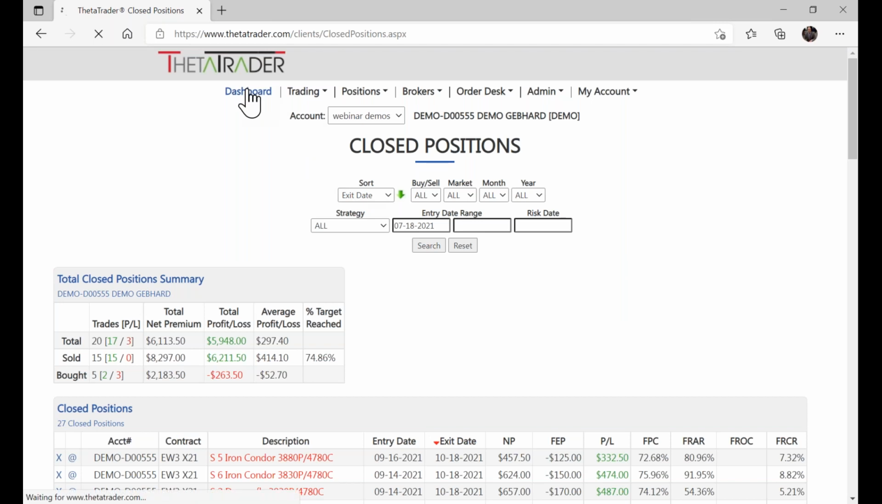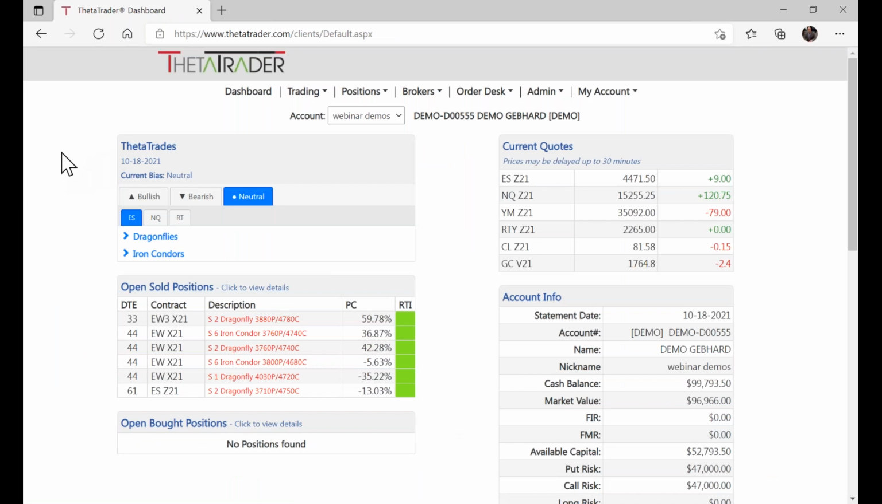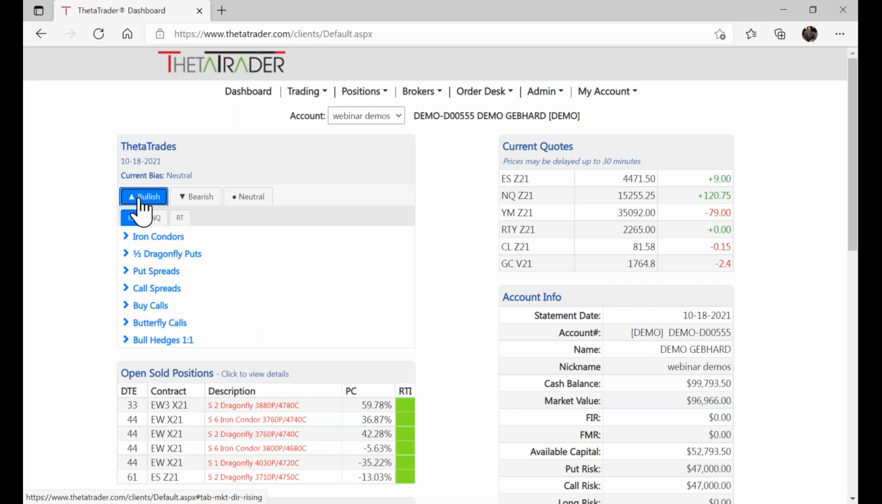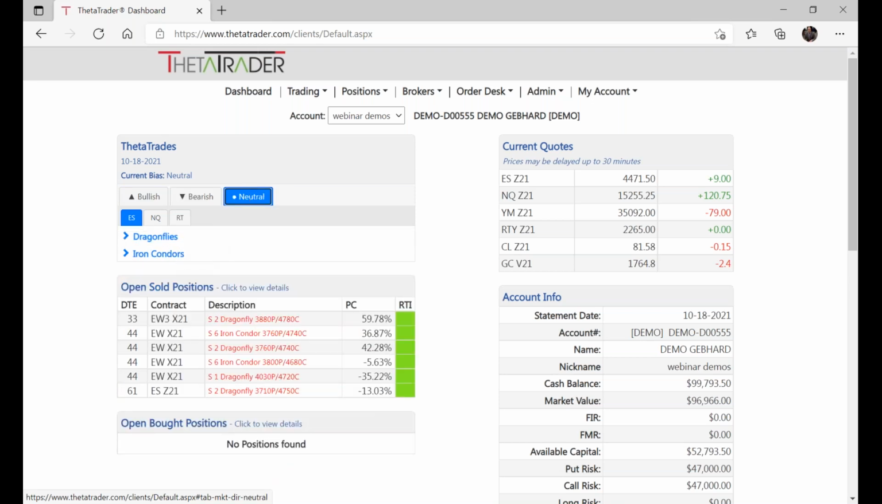And we'll jump back to the dashboard and just give one last overview. And you'll see here, this is what it looks like when you log in. You'll see your open short positions or any long positions here. You'll see at a glance what the RTI is saying. In this case, green means good and do nothing. And then we also focused on the Dragonfly and a little bit of the Condor today, but notice that, of course, there are bullish strategies that are pre-populated and bearish. So we can do more than just these non-directional strategies.